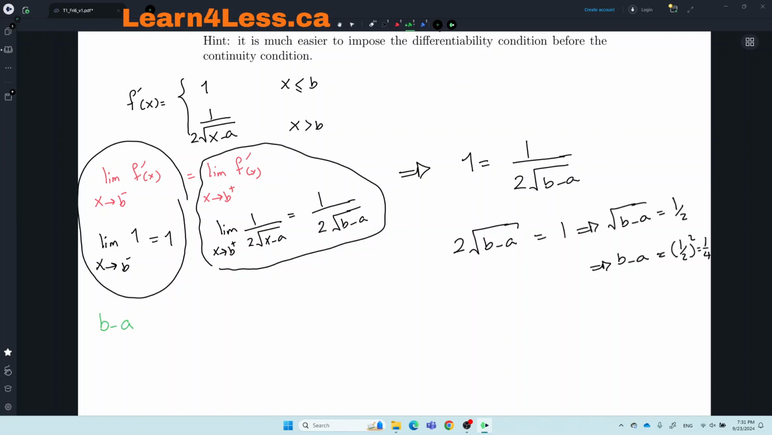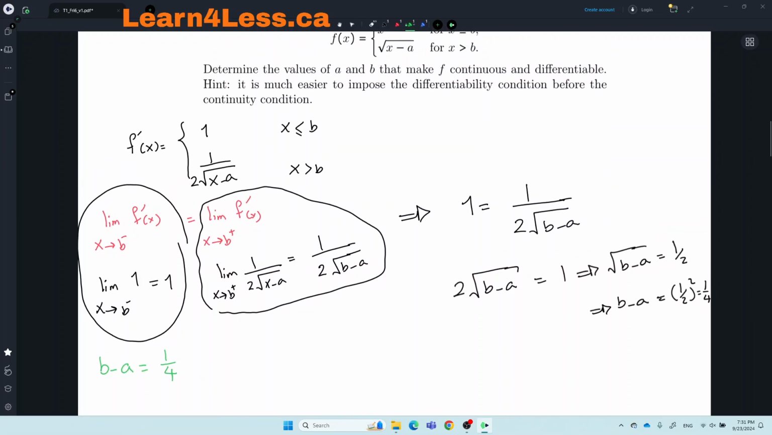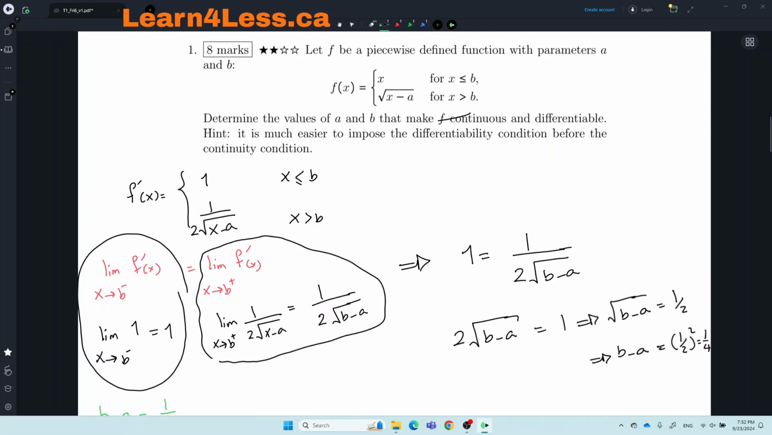B minus a is equal to... Okay, so if b minus a is equal to 1 over 4, we know the limits of the derivative from left and right are the same. There is another requirement for differentiability: the function itself needs to be continuous. So we need to make sure this function that we are given here is also continuous. So let's check the continuity of that function.